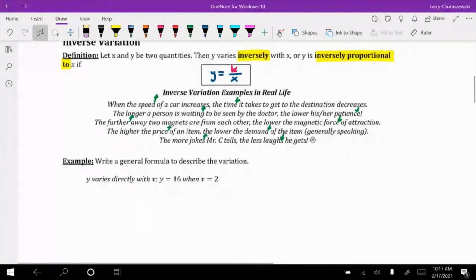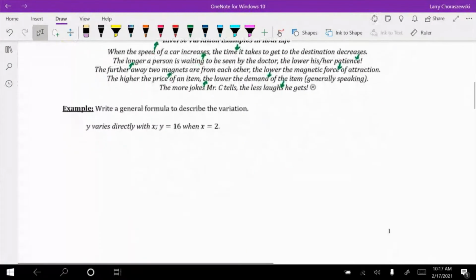Okay, so hopefully you have an idea of how the variations work. We'll go ahead and get to some examples. The first couple of them just get us in the rhythm of writing out formulas for the variation, and then we'll move on to some examples that are a little more realistic.